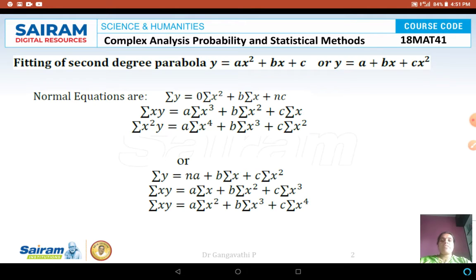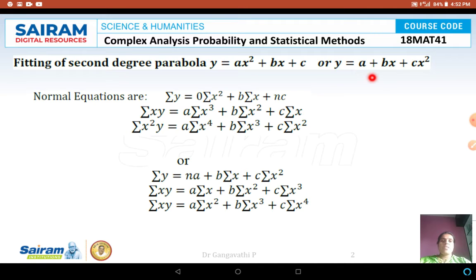The third normal equation would be to multiply this equation with x square and then take the summation. So when we multiply x square throughout, this is x square into y, and then summation x square y is equal to a summation x to the power of 4 plus b summation x cube plus c summation x square. These are the normal equations for this curve.